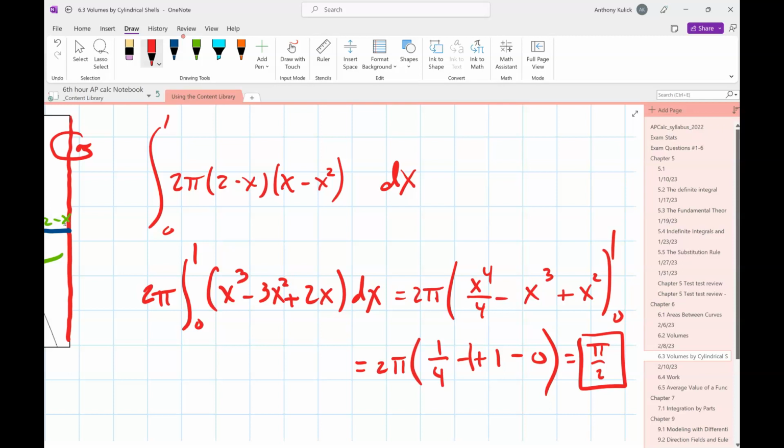So the hard part is the setup, getting the setup set, finding the values for R and H. Once you've got that, though, it's okay.